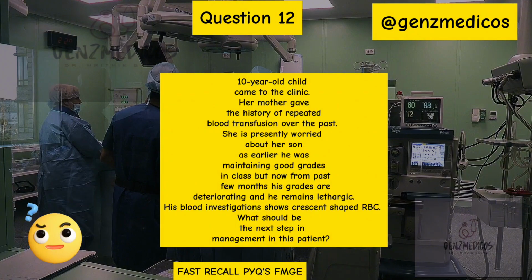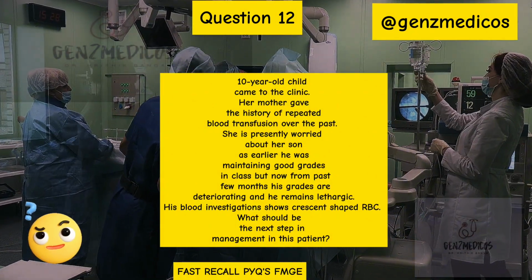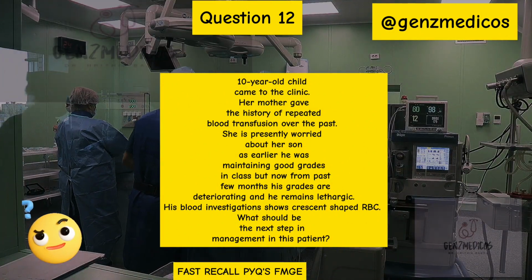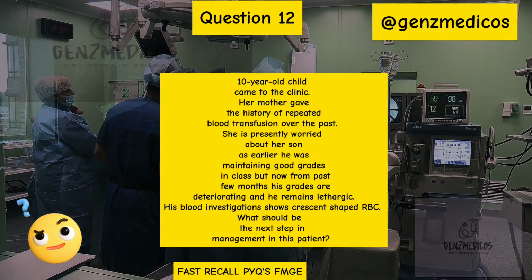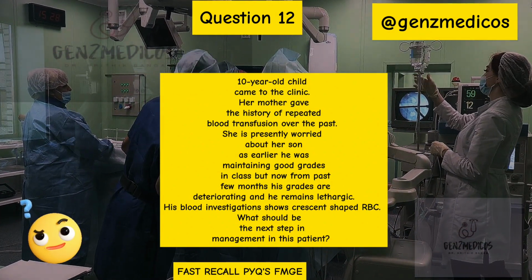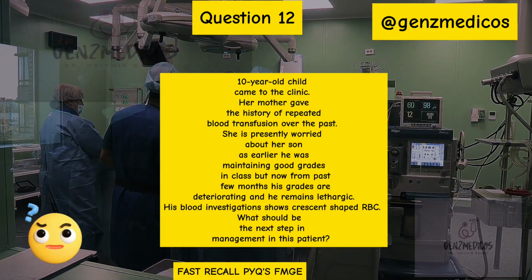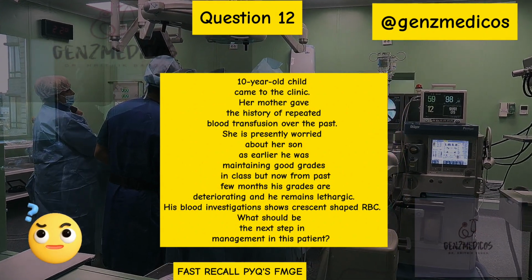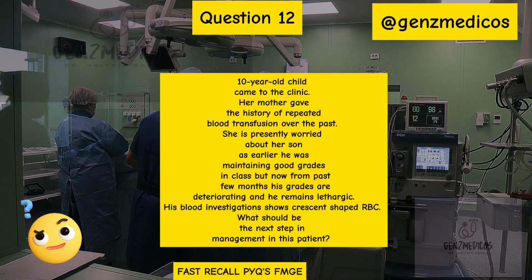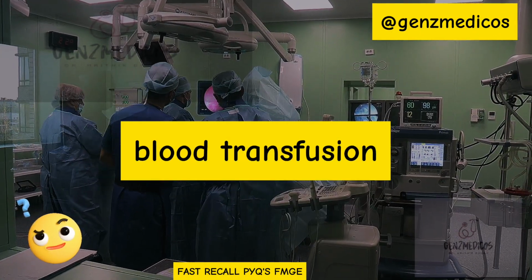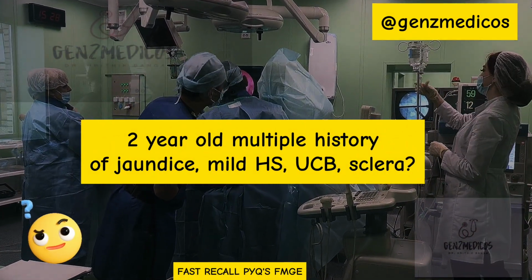10-year-old child came to the clinic. Her mother gave the history of repeated blood transfusion over the past. She is presently worried about her son, as earlier he was maintaining good grades in class, but now from past few months his grades are deteriorating and he remains lethargic. His blood investigations show crescent shape cells. What should be the next step in management in this patient? Blood transfusion.